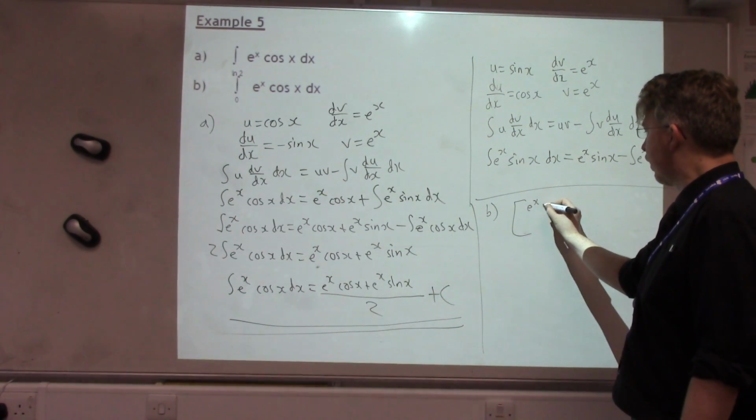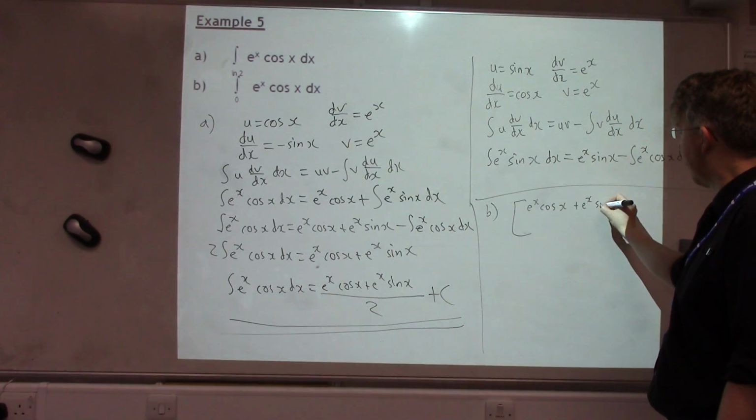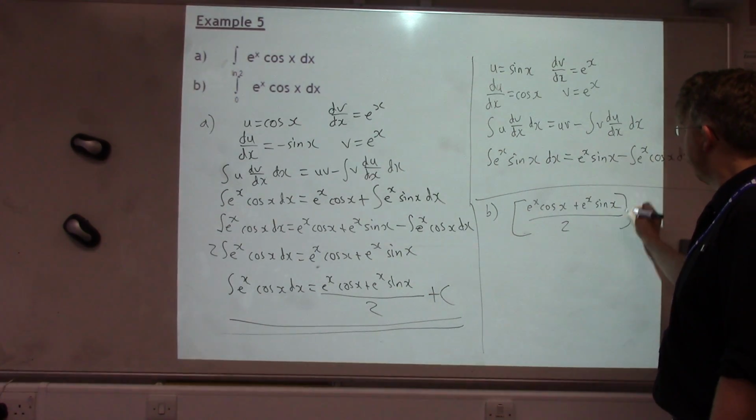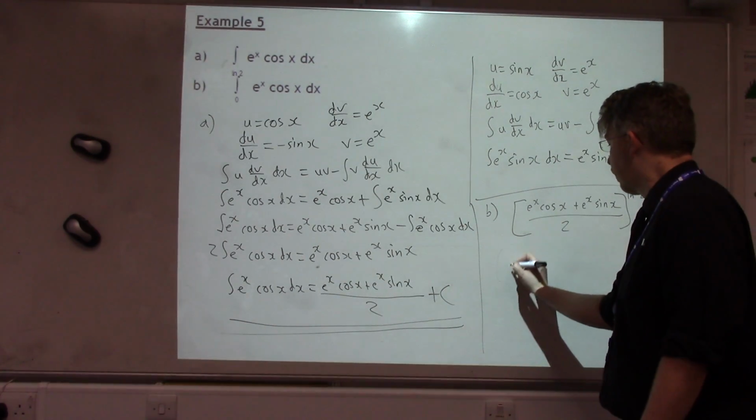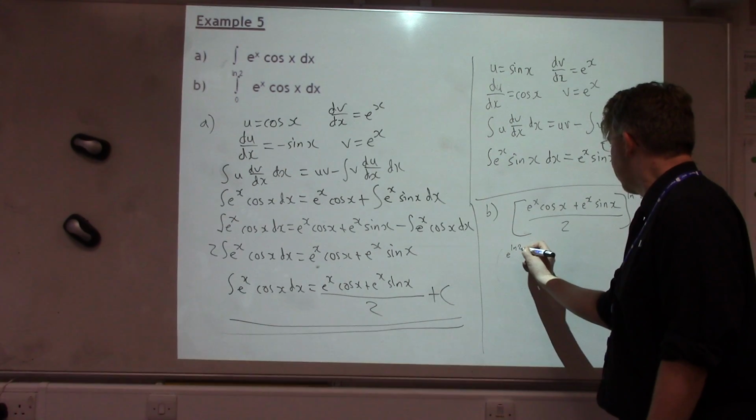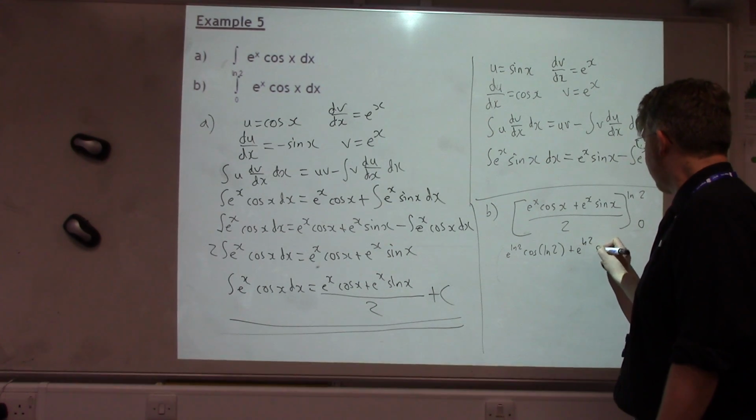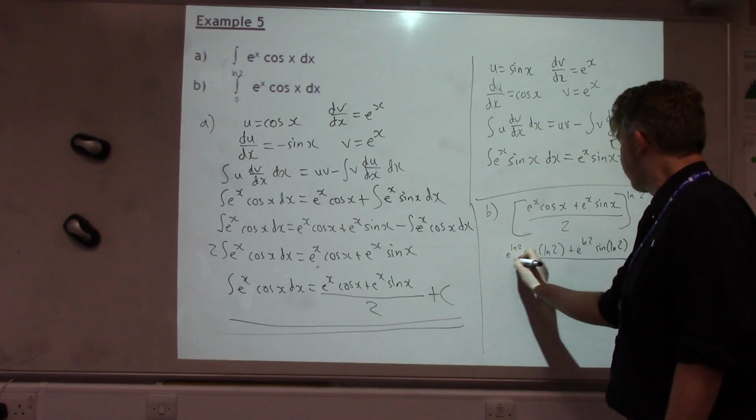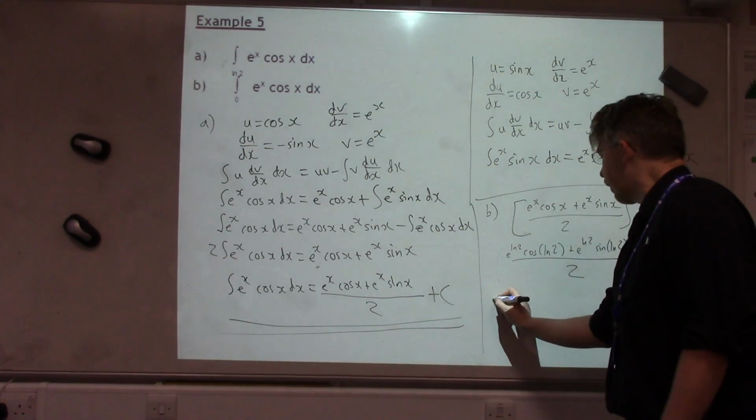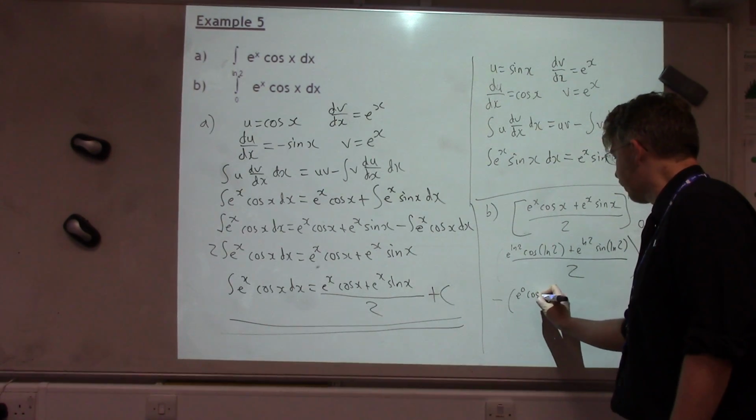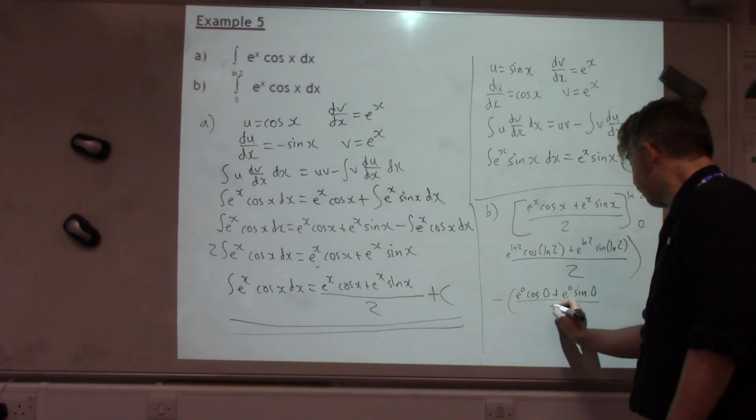So it's the integral of e to the x cos x, so the integrated form is e to the x cos x plus e to the x sin x all over 2, limits of ln 2 and 0, stick them in and subtract. So e to the ln 2 cos ln 2 plus e to the ln 2 sin ln 2 all over 2, take away e to the 0 cos of 0 plus e to the 0 sin of 0 all over 2.